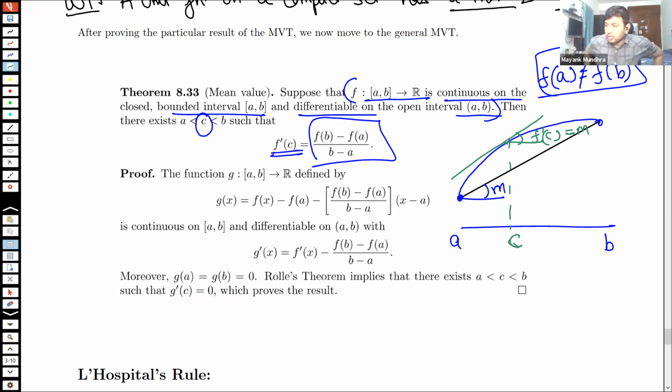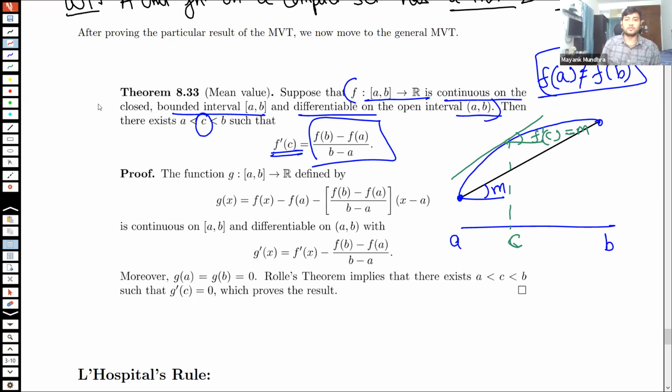Okay. So one application. Okay, I'll come to the application later. Let us do the proof. So the proof comes from Rolle's theorem.